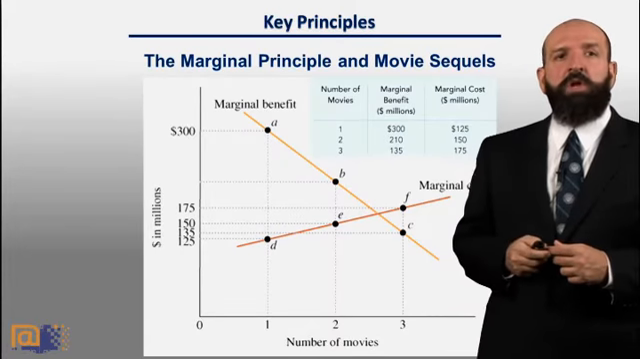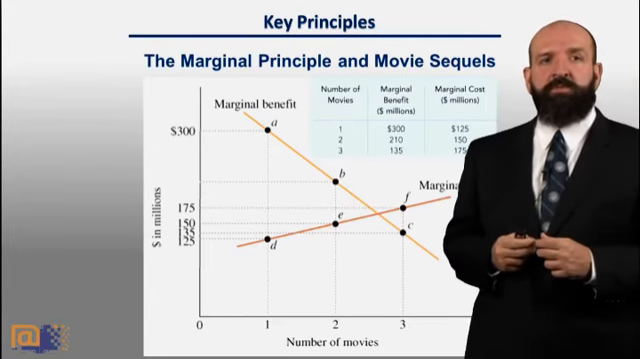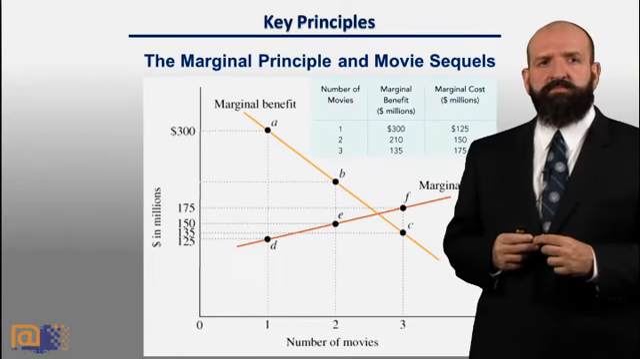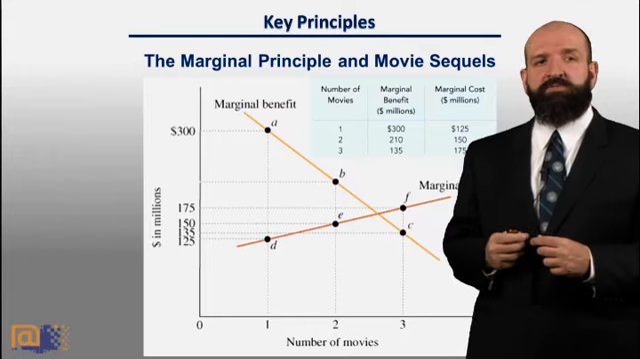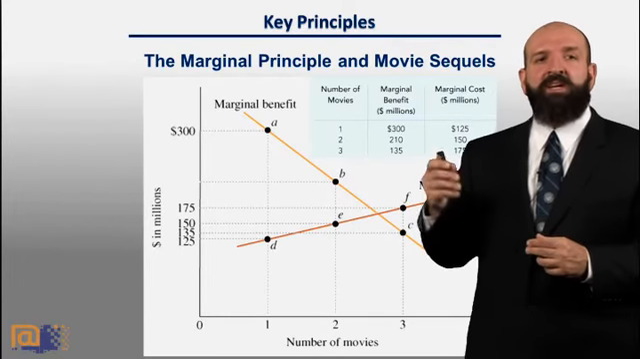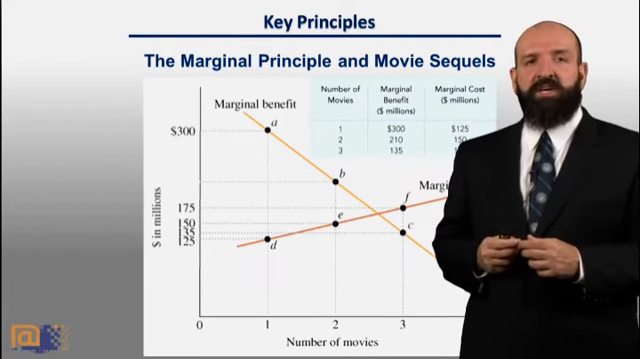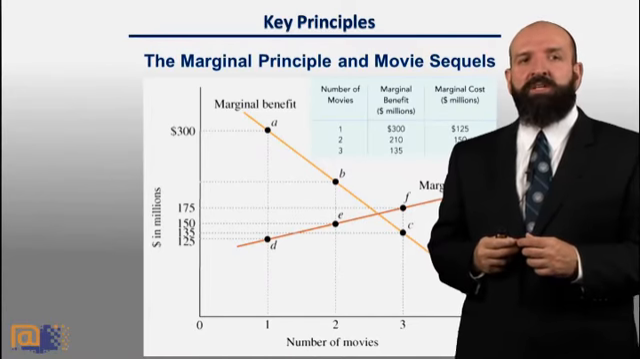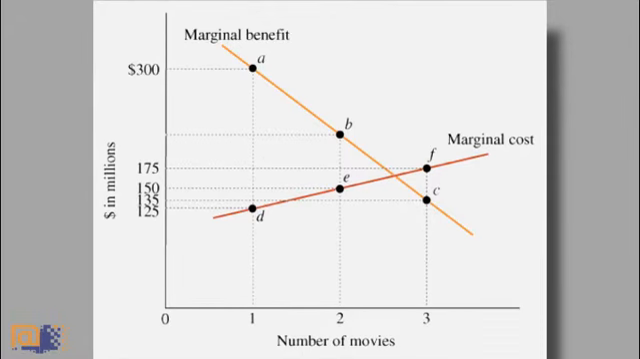In this example, we'll look at the marginal principle and movie sequels. So if you have a successful movie, sometimes you would want to produce an additional installment of it. So as long as the marginal benefit exceeds the marginal cost, you should go ahead and move on. So there's a second installment and maybe third. However, if your marginal cost starts exceeding your marginal benefit, it's probably not a good idea to continue doing so.